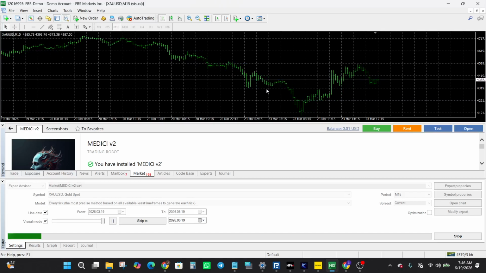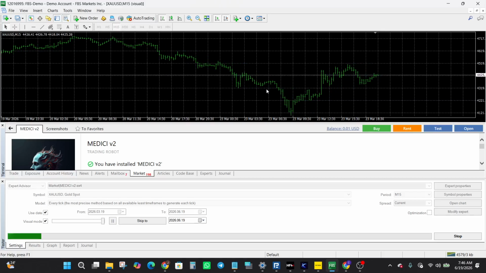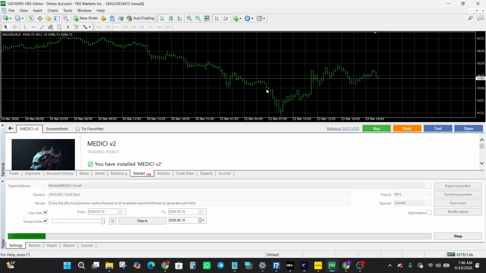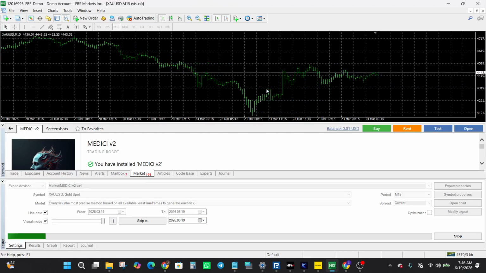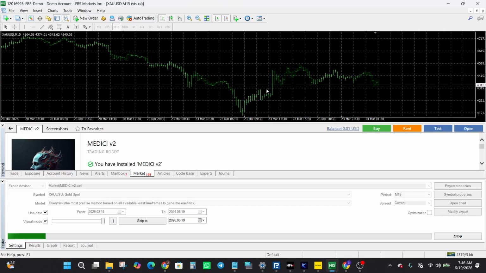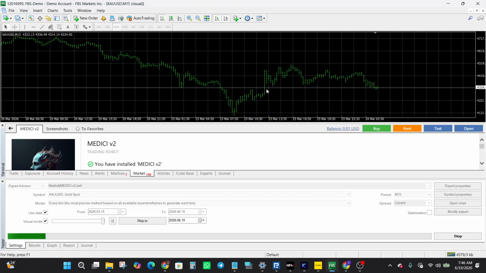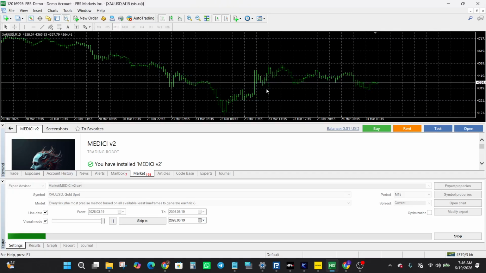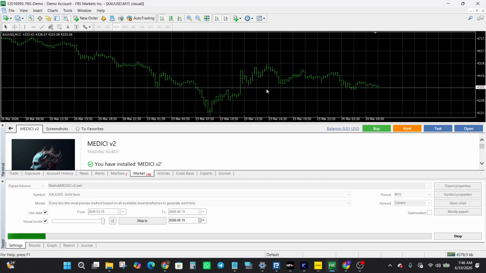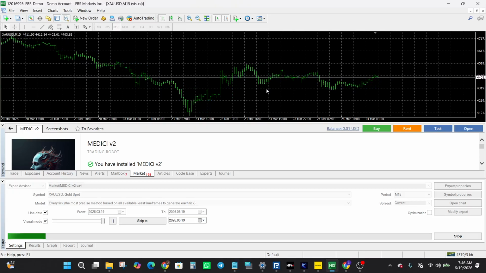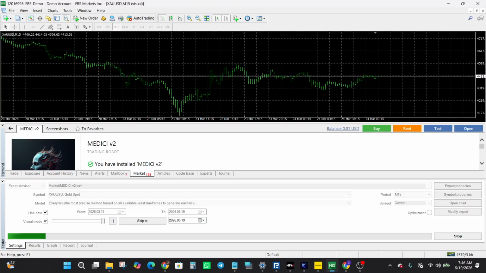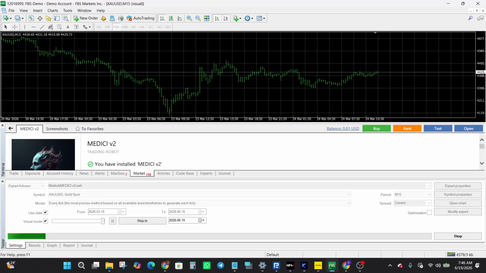Overall, the MEDICI V2 EA is presented as a long-term MT4 trading system focused on XAUUSD M15, combining neural network technology, advanced algorithms, and a martingale-based position management approach. As always, make sure to perform your own testing and due diligence so you can determine whether the EA aligns with your trading objectives and risk tolerance.